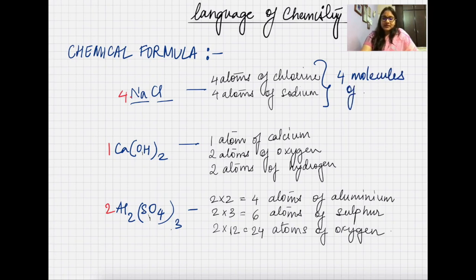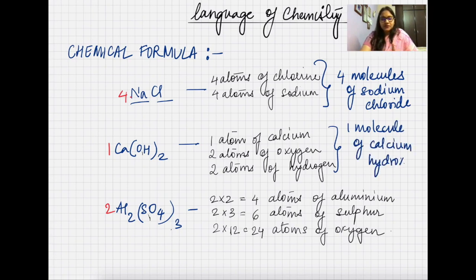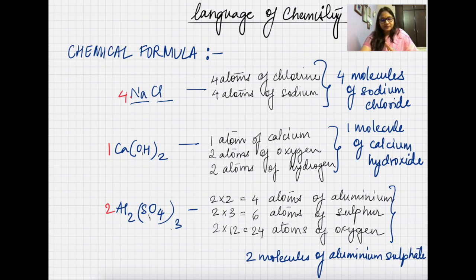So what does it mean? It means 4 molecules of sodium chloride, 1 molecule of calcium hydroxide, 2 molecules of aluminium sulfate. You have done a very similar exercise in your class 8. I am just repeating the same exercise here so that if anybody has any doubt as to how many atoms are present in a certain compound, they can quickly look at this and understand.